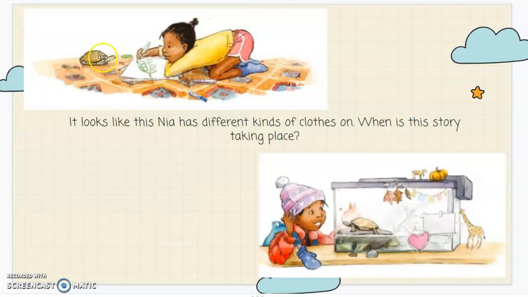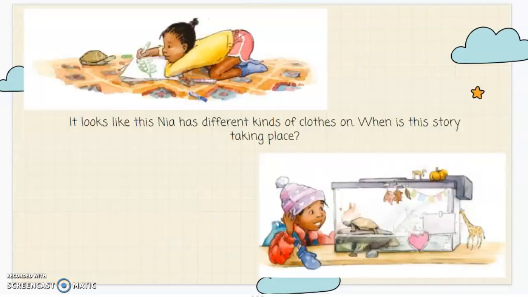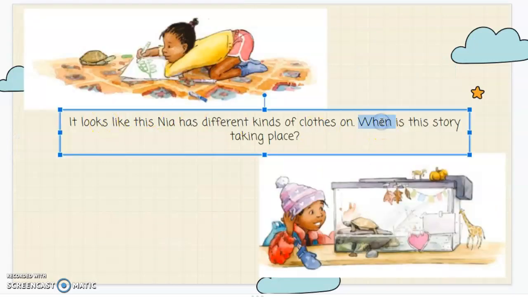Looking at the picture of her drawing with the turtle and her talking to the turtle, what question could I ask myself? It looks like this Nia has different kinds of clothes on. When is this story taking place? So far I've asked why, I've asked a where, and I've asked a when question. And that's what I'm looking for you to do today. Let's look at another example.